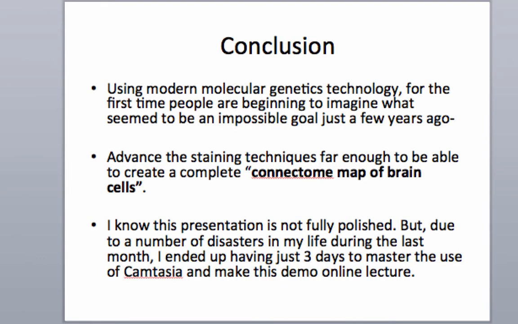So in conclusion, using modern genetics technology for the first time, people are beginning to imagine what seemed to be an impossible goal, because you can do so many different color staining that you can follow axons in the tangle they exist in over long distances. So the ultimate goal is to push the staining techniques far enough to be able to create a complete connectome map of the brain cells. Now, given that there are billions of neurons making trillions of connections, my guess is it will take a while before the technology is advanced enough.